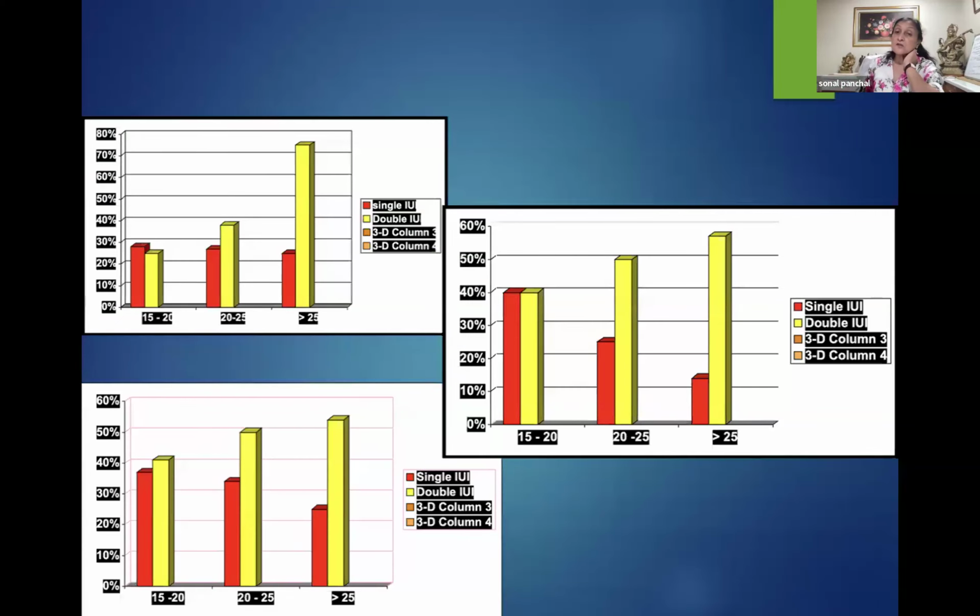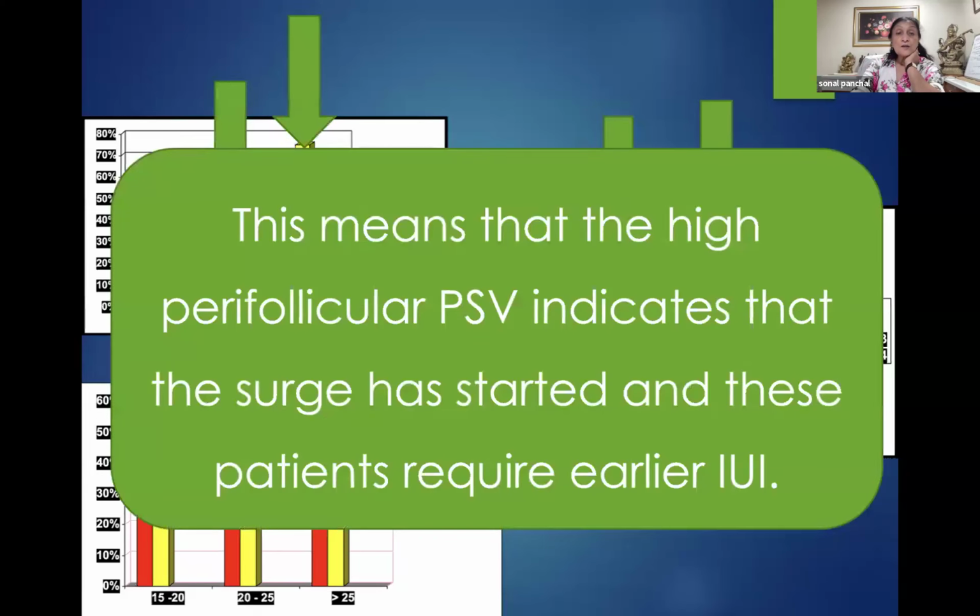I'm not going to discuss the study in detail, but it clearly indicates that as the PSV of the follicle rises, the pregnancy rates with two IUIs, one done at 12 to 14 hours and the second at 36 to 38 hours, are significantly increased, whereas the pregnancy rates with a single IUI done at the routine time, 36 to 38 hours, significantly decrease with the increasing PSV. That means with the rising PSV, ovulation is going to occur early, and you should do an earlier IUI in these cases.